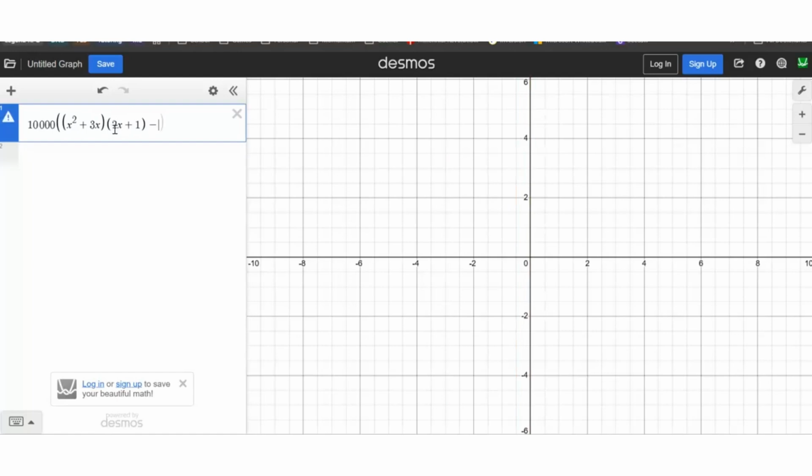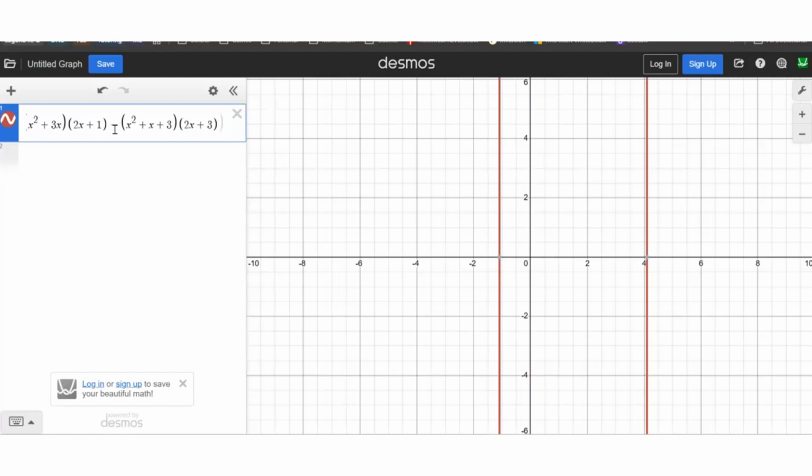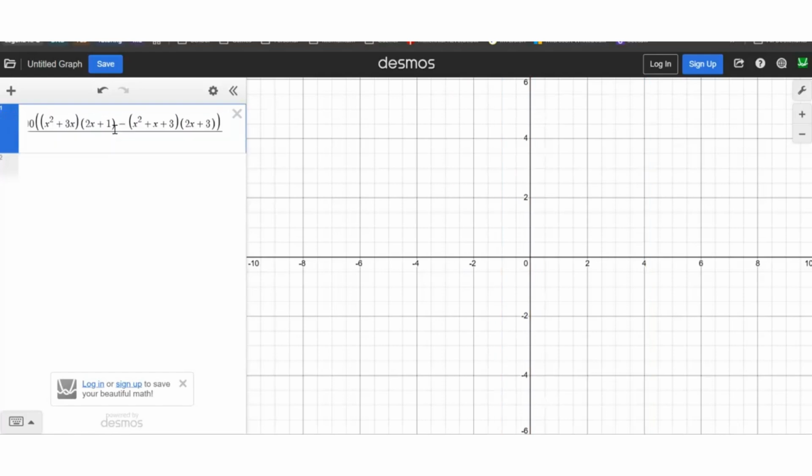Guys, you're all talking way too much. You should probably make sure you know how to do this. Maybe even do it yourself, not just be talking. So, 2x plus 1 minus x squared plus x plus 3 times 2x plus 3, all over x squared plus 3x, all squared.